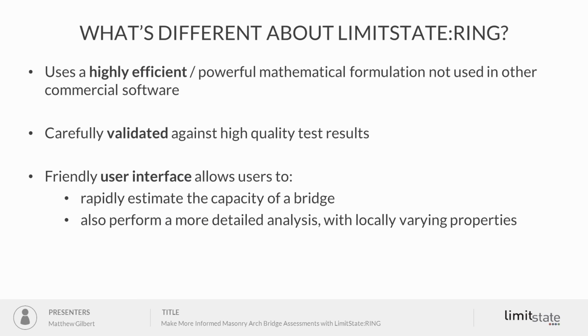I mentioned a little bit of this already. First of all, what does limit state ring do? What makes it different from other tools? Well, what we're doing is we're using optimization techniques to find, in a rigorous way, the collapse mechanism and the associated line of thrust at that point.